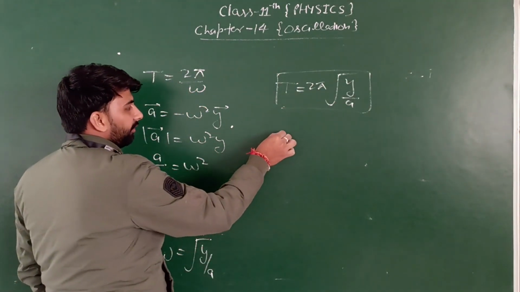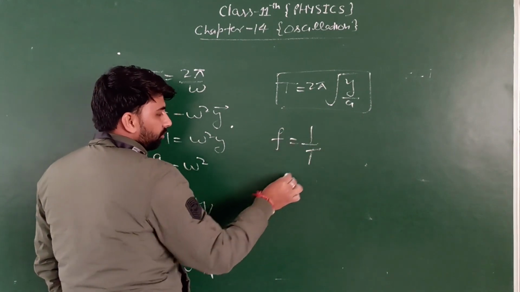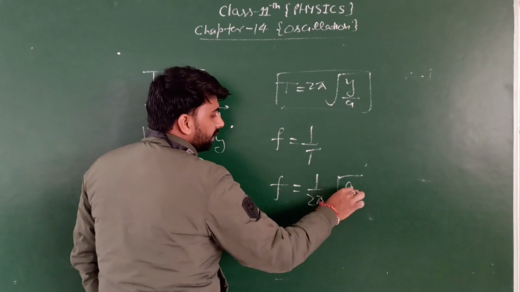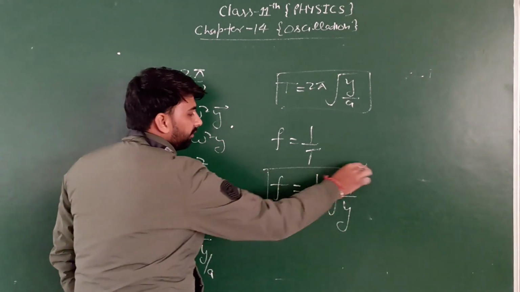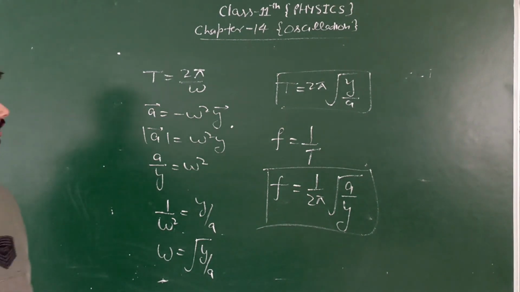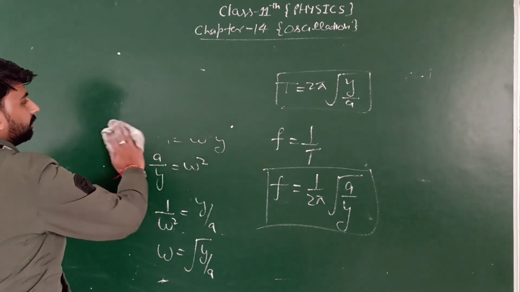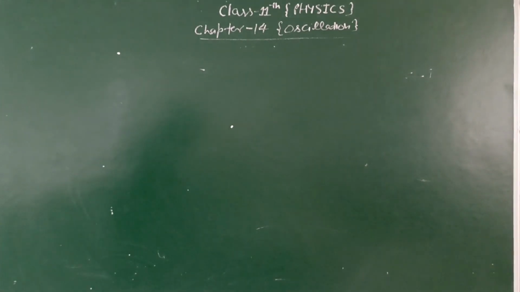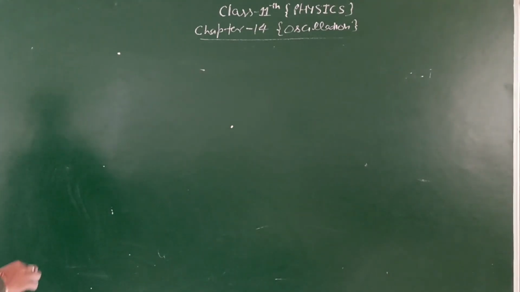Okay? And we know that frequency is the reciprocal of time period. So f is equal to 1 upon 2 pi square root of acceleration upon displacement. This is the frequency in simple harmonic motion. Now we start some special cases, examples and applications of simple harmonic motion, such as the motion of a simple pendulum and the motion of a spring in two cases, horizontal spring and vertical spring.